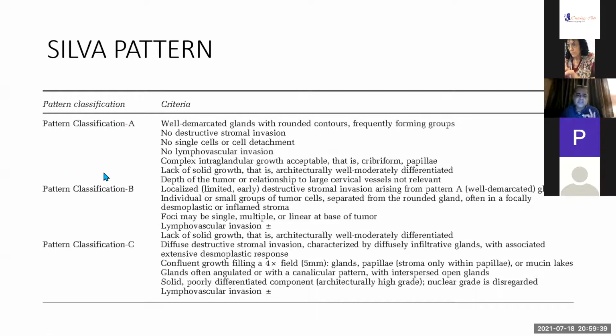The most important thing about this is that pattern A tumors almost never metastasize to the lymph nodes and distant sites. So it is important to sift out these pattern A adenocarcinomas from pattern B and pattern C, because the incidence of nodal metastasis is minuscule to negligible in pattern A tumors. The problem is that in a given biopsy sample, it is extremely difficult to give the pattern. So it's only on a resected specimen that you would be able to give this Silva pattern in an adenocarcinoma.